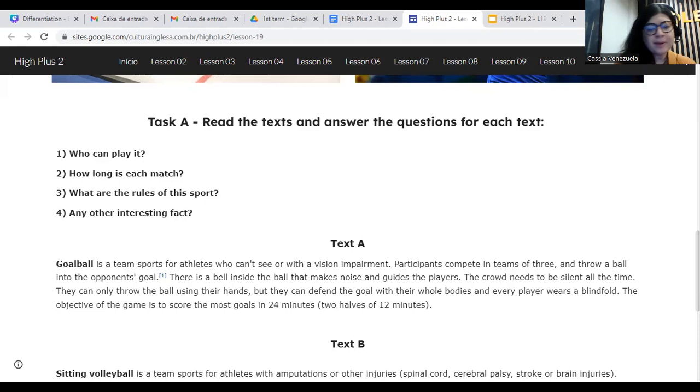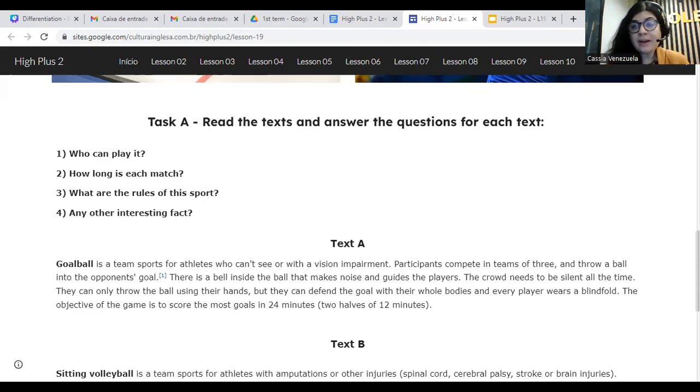For example, simple present, right, in the first sentence: Goalball is a team sport for athletes who can't see or with a vision impairment. So a more analytical approach would be to ask them why you're using simple present there, which is descriptive language, right? You're describing what goalball is and what the rules are. So they can try to take notes on how the rules are described, and then they can try to describe rules for other sports. That would be a more analytical approach.